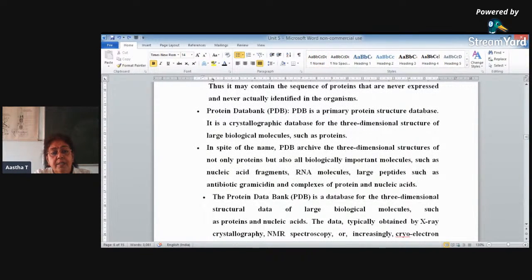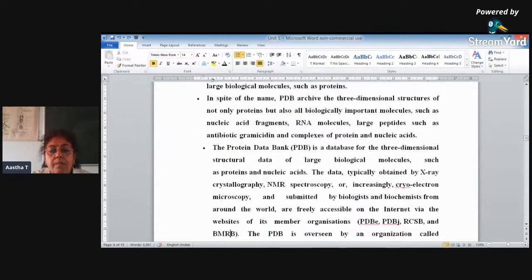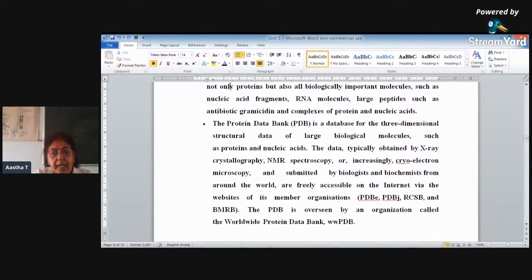What is protein data bank? Protein data bank is nothing but a crystallographic database. So it involves 3D structures of various type of macromolecules or biological molecules. These structures can be obtained by different techniques which you have studied in MSc Part 1: X-ray crystallography, nuclear magnetic resonance spectroscopy, cryo-electron microscopy, and they have been submitted by various type of researchers, biologists, physicists, biochemists.